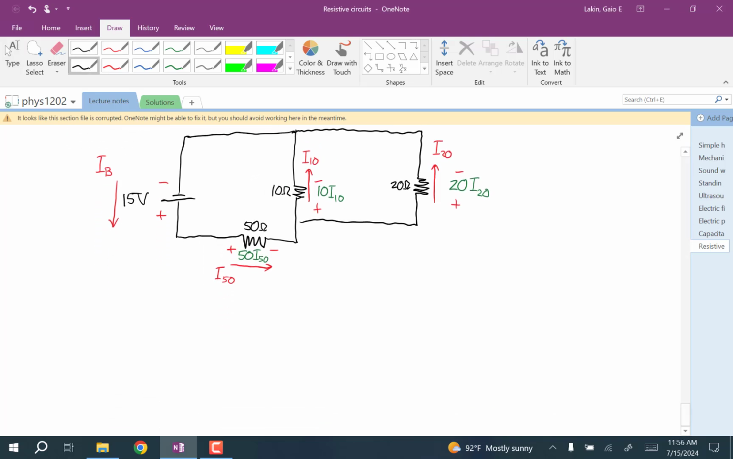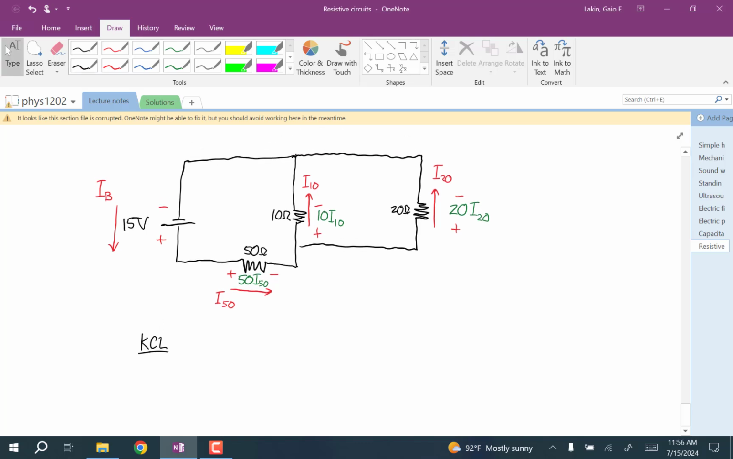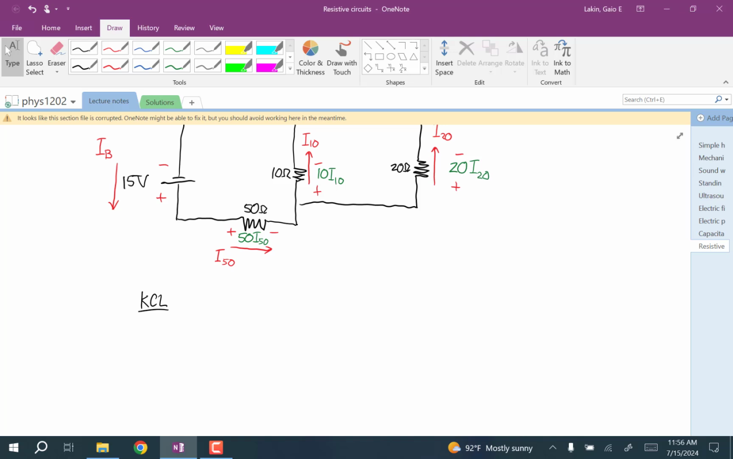And now we'll go to Kirchhoff's current law. So the first node, let's take the node that connects the battery to the 50 ohm resistor. I'll circle it, but then I'll erase it. So that's the node we're talking about. You can see the current IB goes into that node. The current I50 goes out of that node. And so we have that IB is equal to I50.